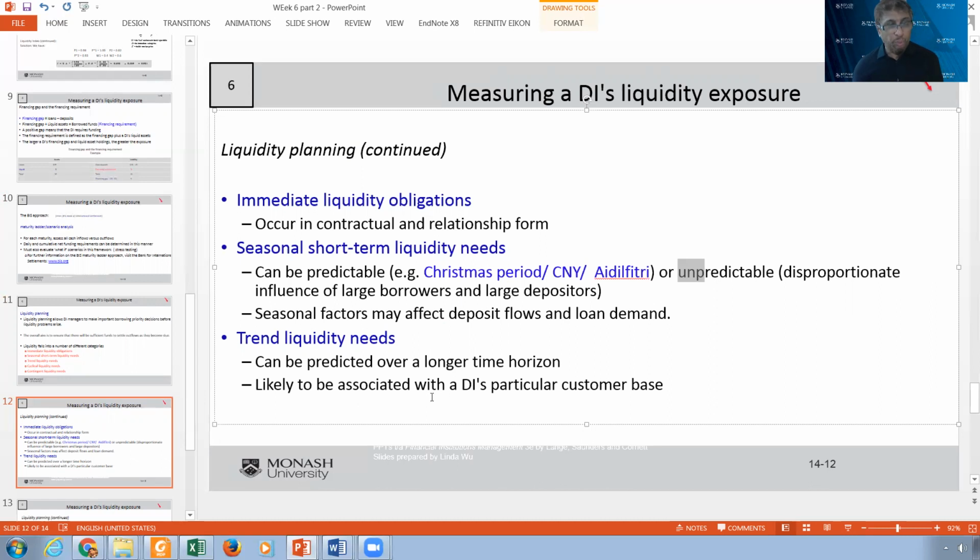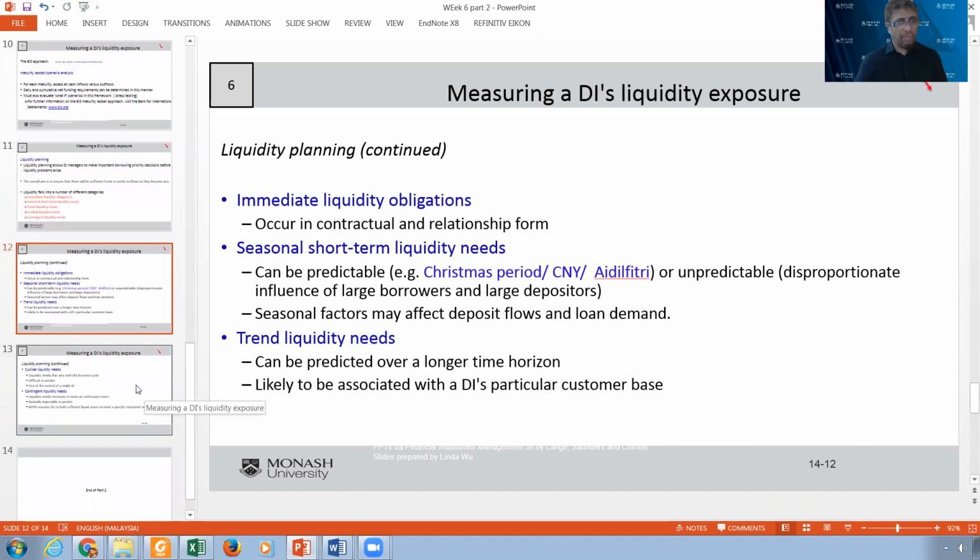Where are you living? If, for example, 90% of your customers are from the Chinese race, then in this case, you expect Chinese New Year to bring high withdrawals. If you are living in areas where there are two other races, then they have their own celebrations, and it depends on your customer base. So it depends on the customer base and their withdrawals. This has to have some analysis. It has nothing to do with race. It has to do with liquidity behavior.